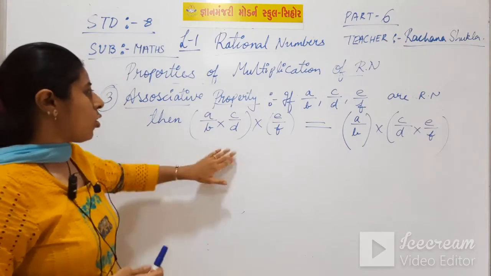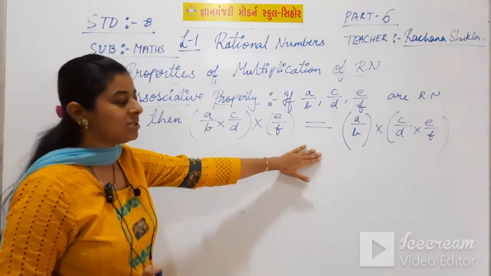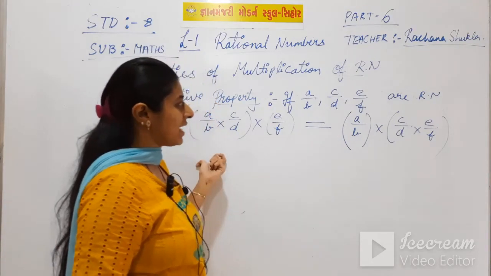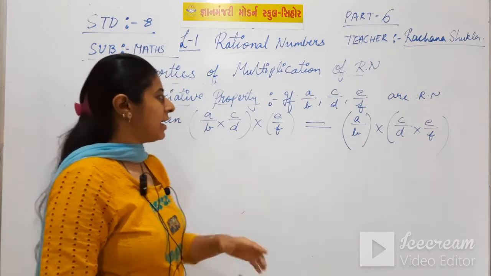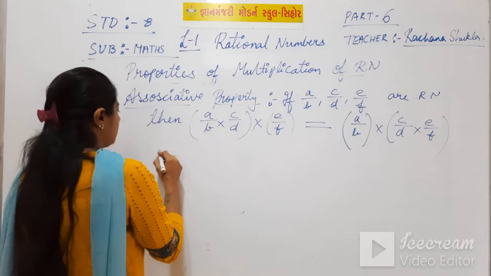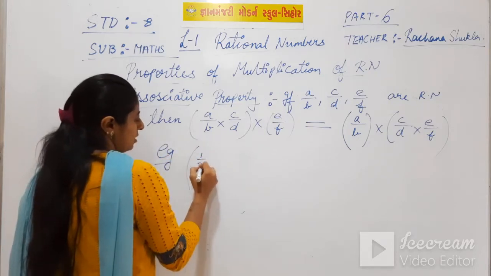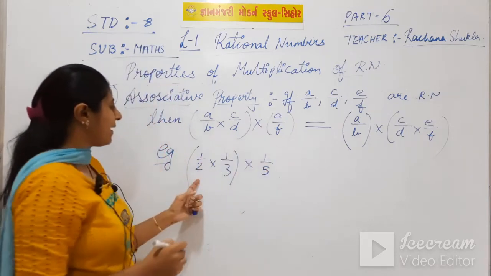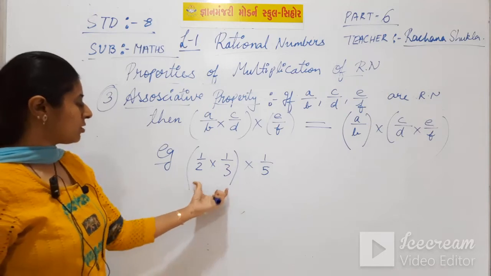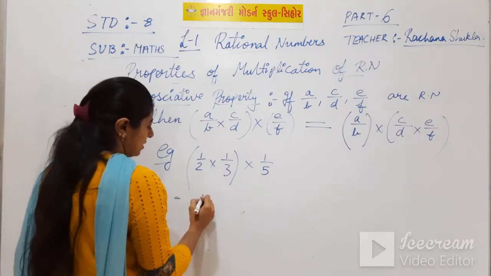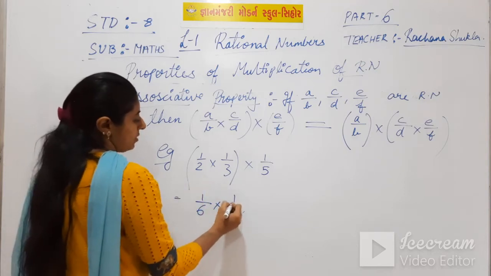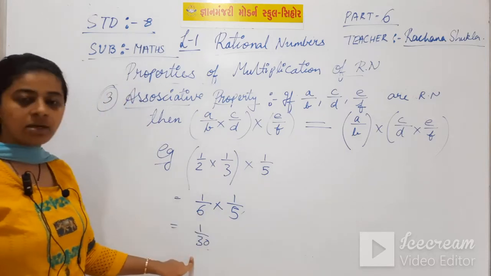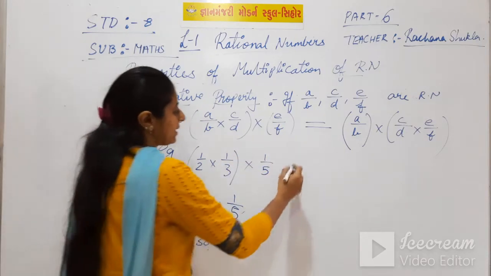If you change the order or the brackets of the rational numbers in multiplication, then also you will get the same answers on both sides, that is left hand side and right hand side. Example of this: 1 upon 2 into 1 upon 3 into 1 upon 5. Okay, a, b and c, like this way. Solve the bracket on the left first, that is 1 upon 2 into 1 upon 3, 2 3s are 6, into 1 upon 5. That will be 1 upon 30. 6 5s are 30.